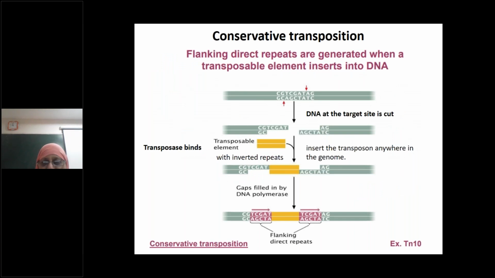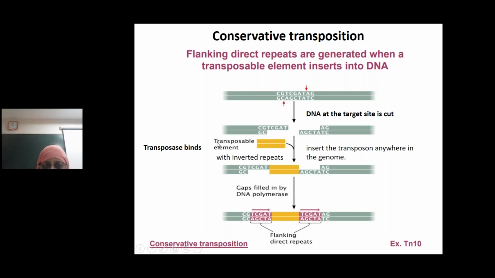Then we come to the conservative type of transposition. So here you can see flanking direct repeats are generated when a transposable element inserts into the DNA. This is a target DNA with its direct DNA sequence, the target site of the DNA, and the DNA at the target site will be cut in such a way that it will produce sticky ends, like you see in restriction endonuclease. The sticky ends will be seen over here.